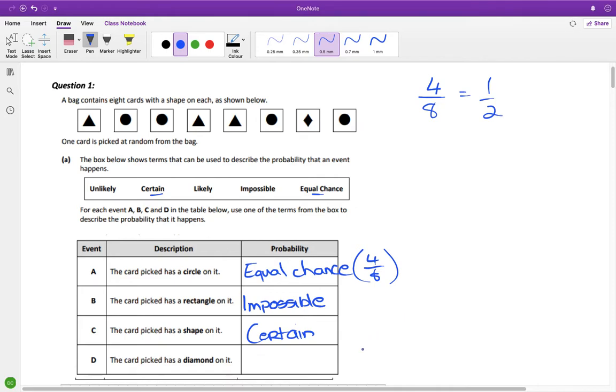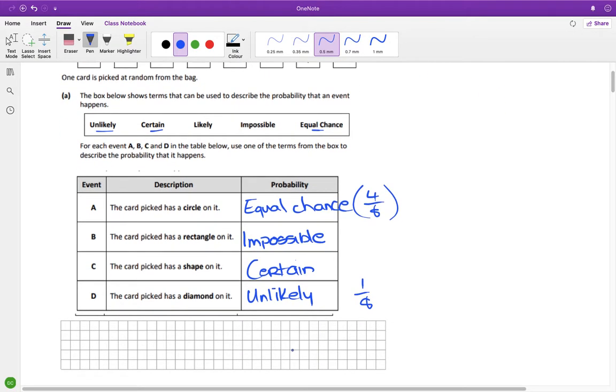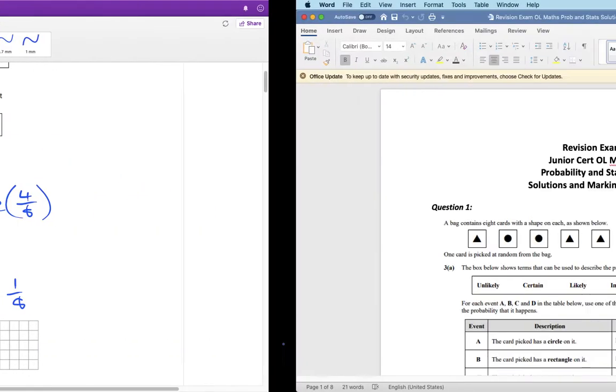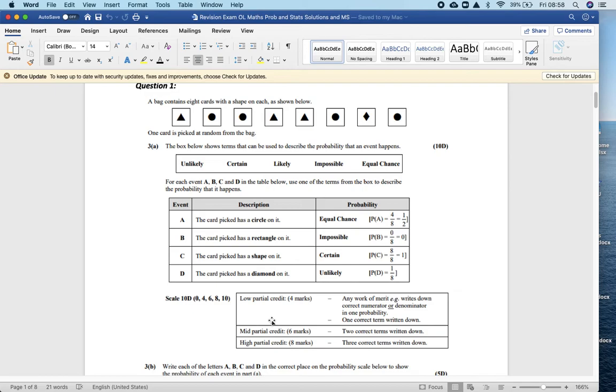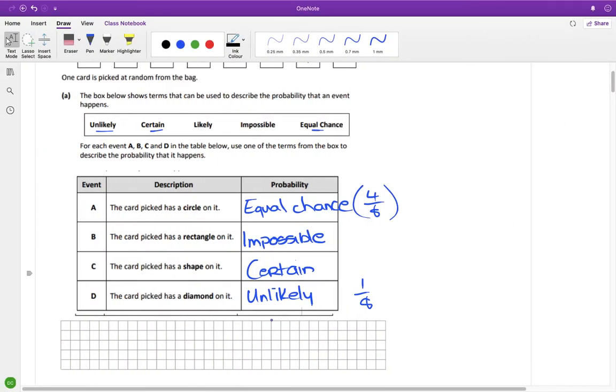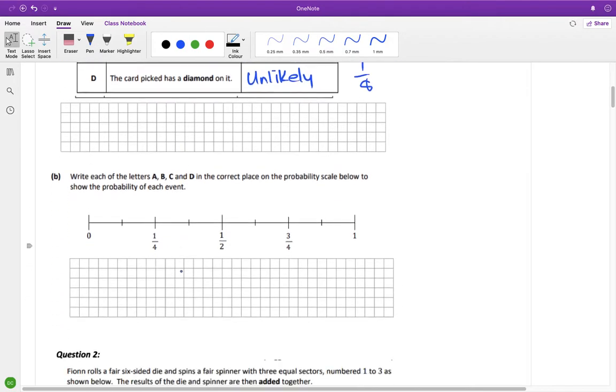The card picked has a diamond on it. It's just one of them, so it's 1 out of 8. So that's quite unlikely. And is that it? Oh yeah. Okay, so likely was a red herring there. You didn't need it. Keep going.